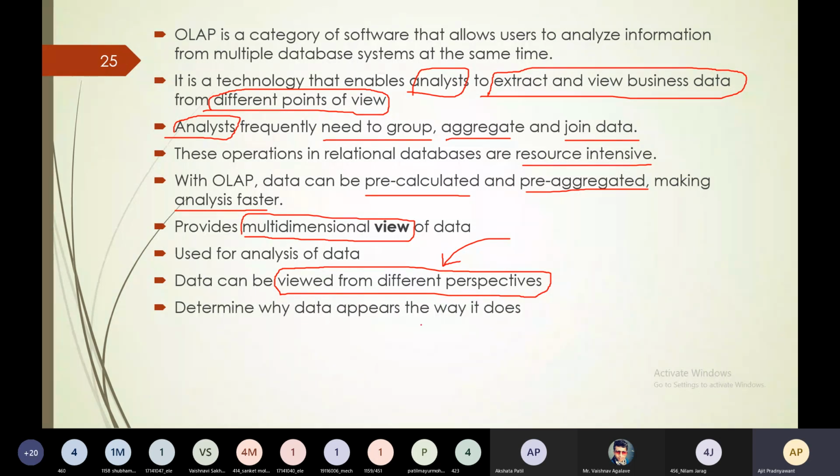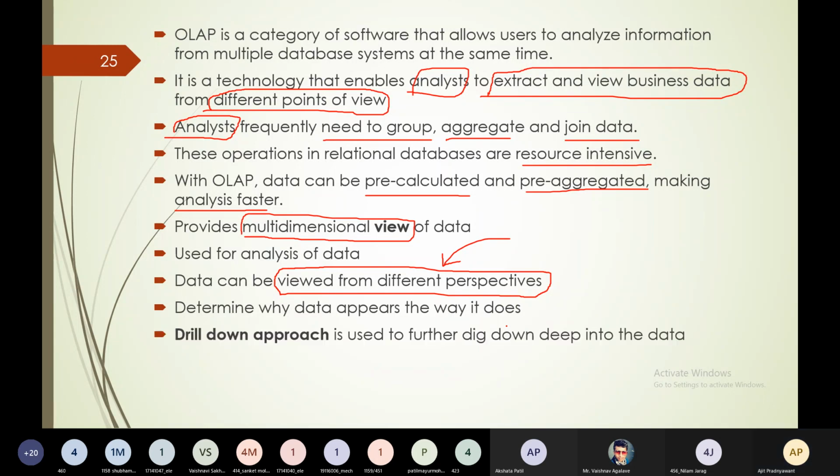Determine why data appear the way it does. Again, it will inform the manager why the data appear as they are present in the database. Next is the drill down approach, which is used to dig deeper into the data. We will learn it in detail in the coming lectures.